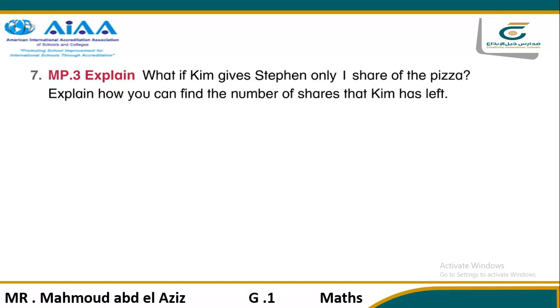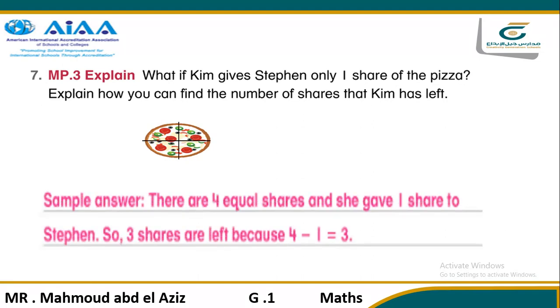Another question. What if Kim gives Stephen only 1 share of the pizza? Explain how you can find the number of shares that Kim has left. So if Stephen takes just 1 share of the pizza, remember we have 4 shares here. If he takes 1 from the 4, excellent. There are 4 equal shares, and she gives 1 share to Stephen, so 3 shares are left. Because 4 minus 1 equals 3.